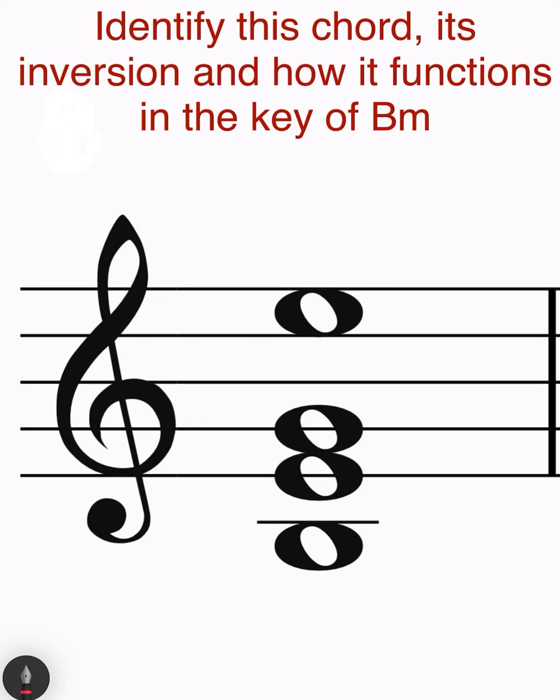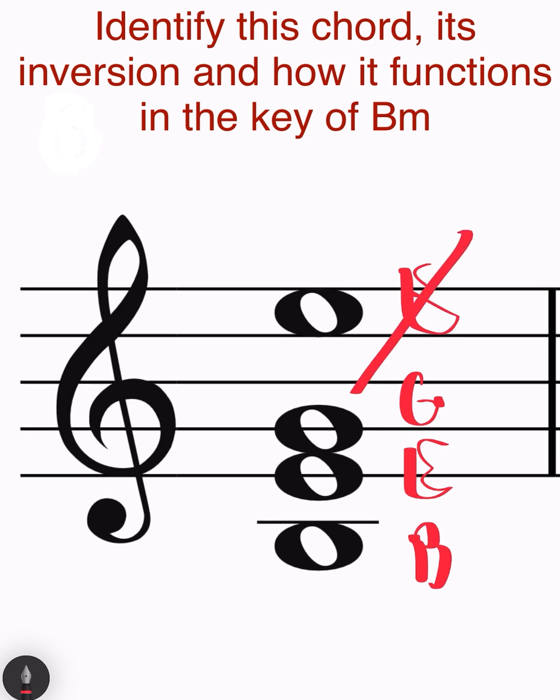Identify this chord, its inversion, and how it functions in the key of B minor. So here's what's written from low to high. The notes written here are B, E, G, and then on top we have another E. In this case the E is doubled, so we don't need to worry about the second E, it's just at the octave, it's the same note. So we just have to deal with these three notes here, an E, a G, and then a B.